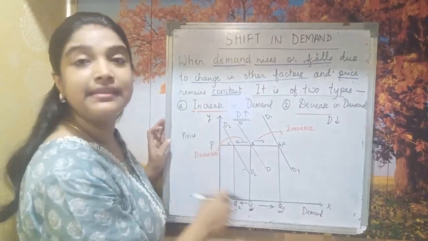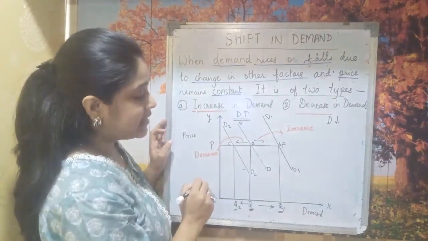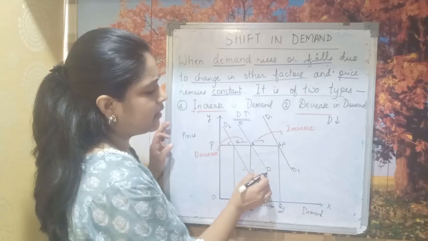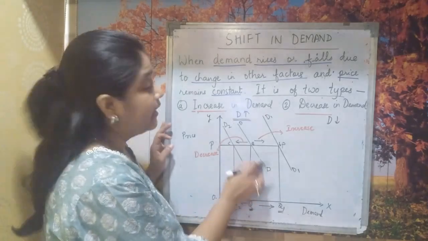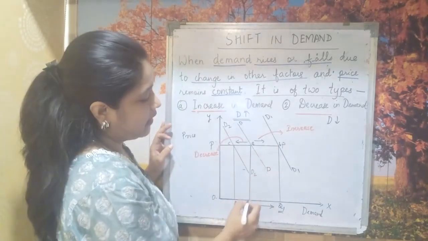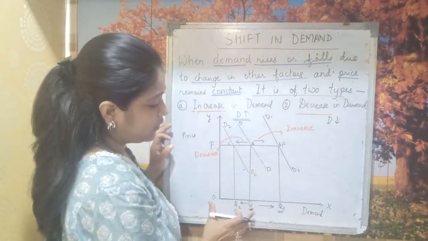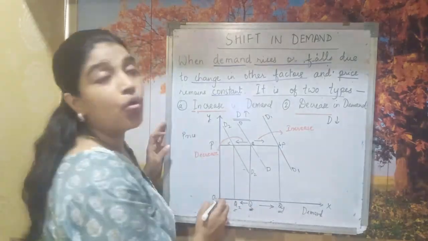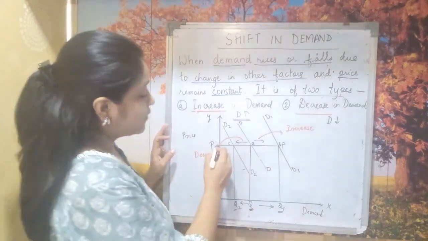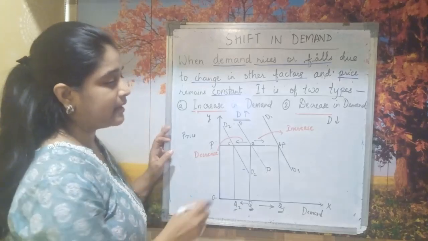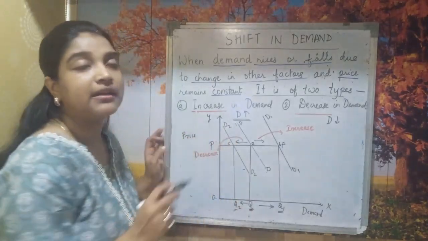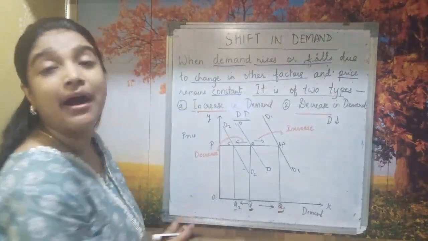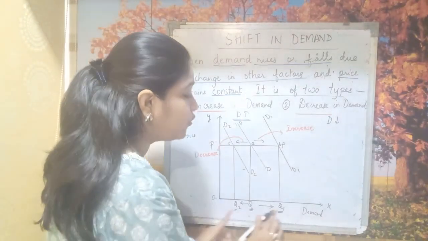Now we can see the diagram for this. In the diagram we see there is a movement. The original demand curve is DD. At OP price, OQ quantity is demanded. Now we can see that there is a shift of the quantity demanded from OQ to OQ1.